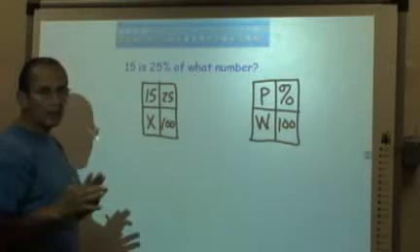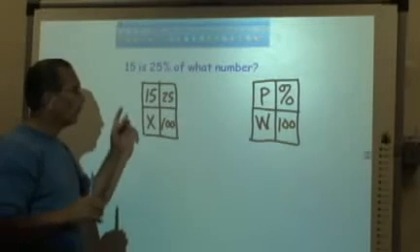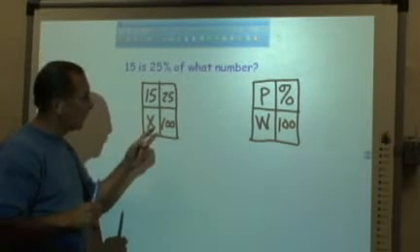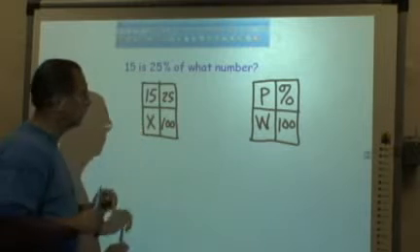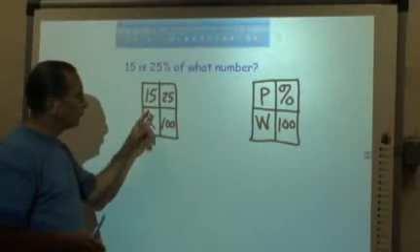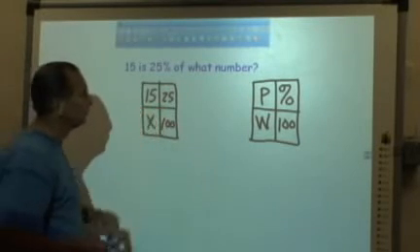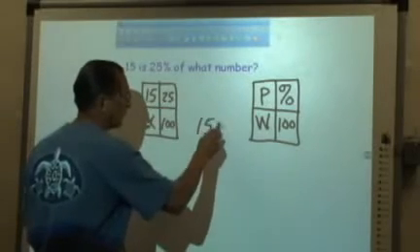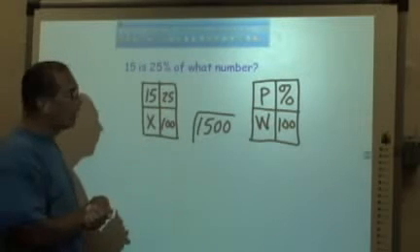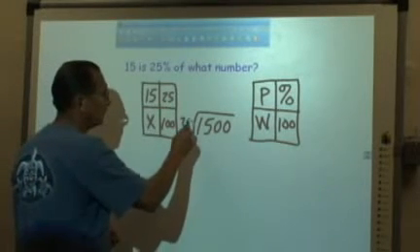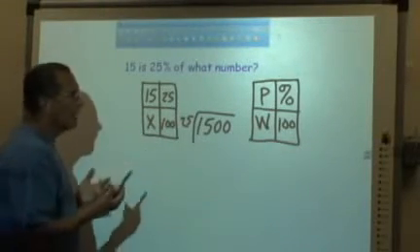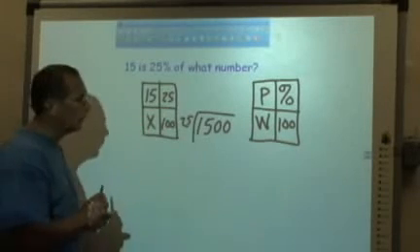Now, it's the exact same process we've been following. We're going to multiply the two numbers across from each other, the two that are diagonal to one another. We're going to divide by the number across from the unknown. So 15 times 100. I don't even need to draw that one out. We know that 15 times 100, we're simply going to add 2 zeros to the 15. And then we're going to divide by the number across from the unknown, which would be 25. We're going to divide this, and it's going to tell us what the whole is.